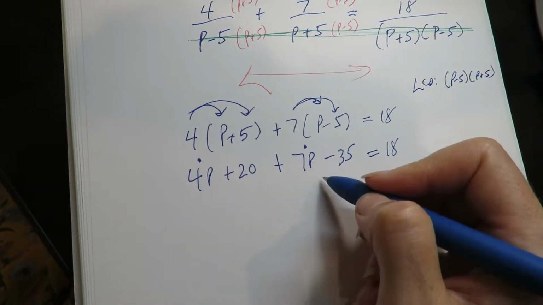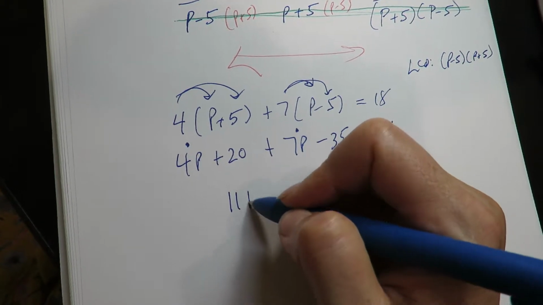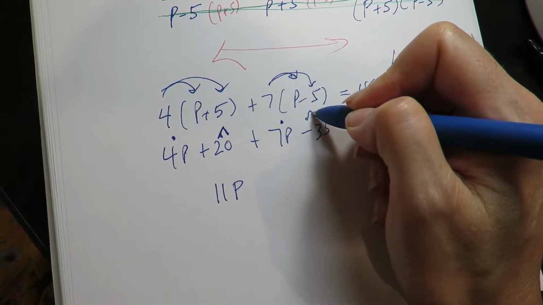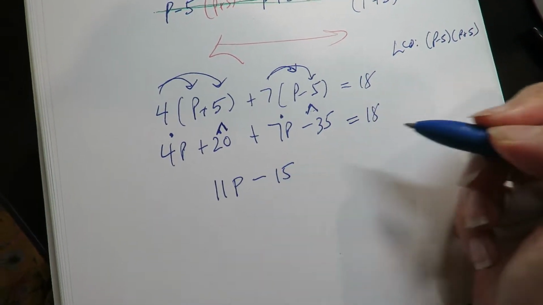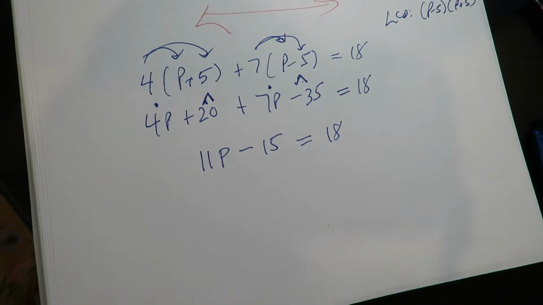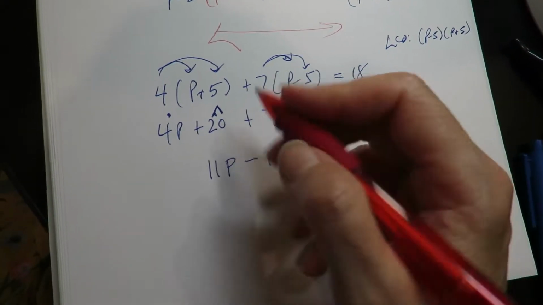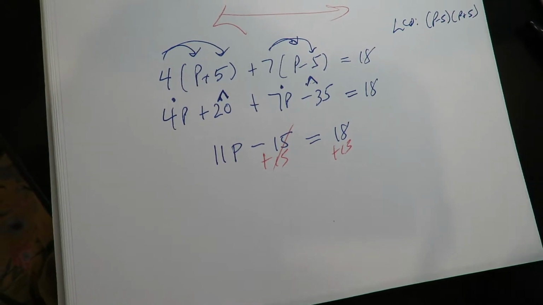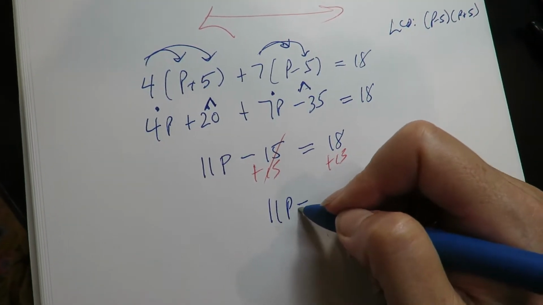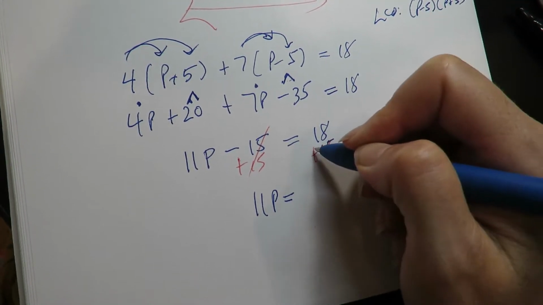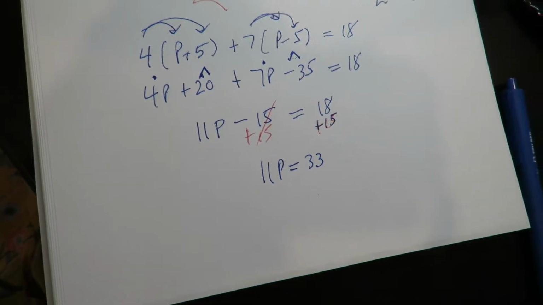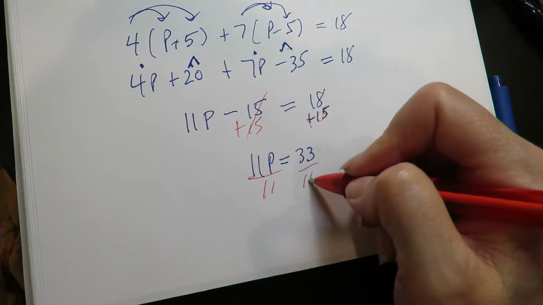Okay, I'm going to combine like terms. So this is an 11p minus 15 equals 18. I'm going to move the 15. 11p equals, that's a 15, 33. I'm going to divide by 11.